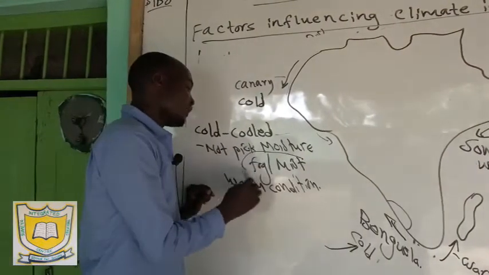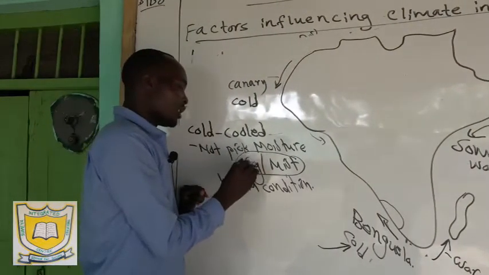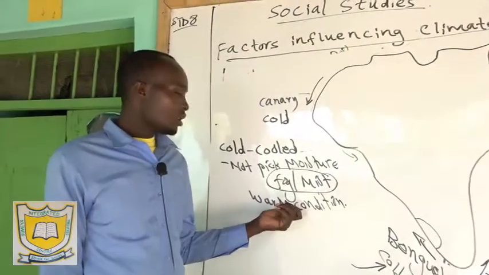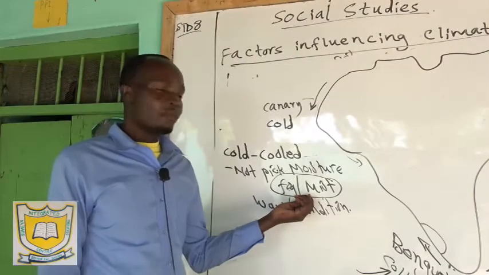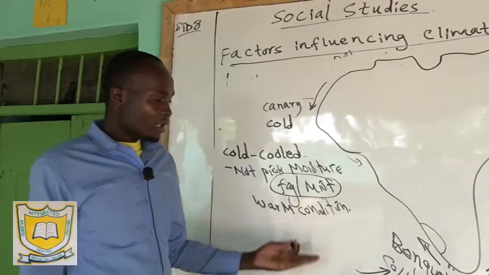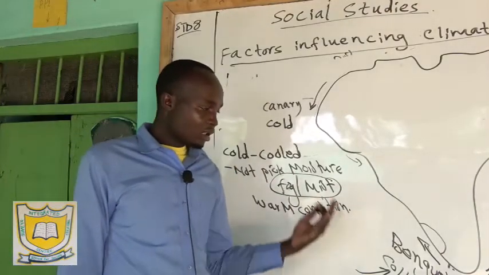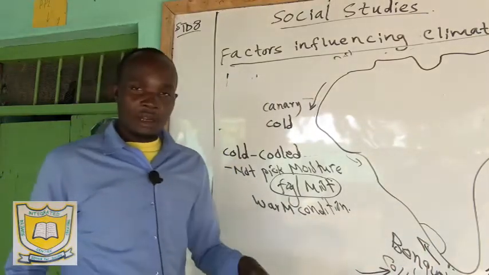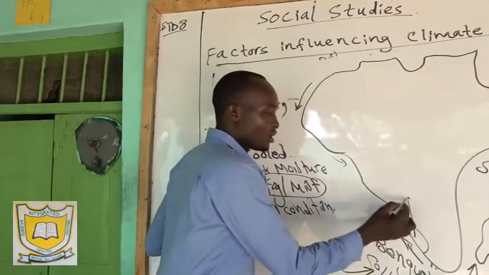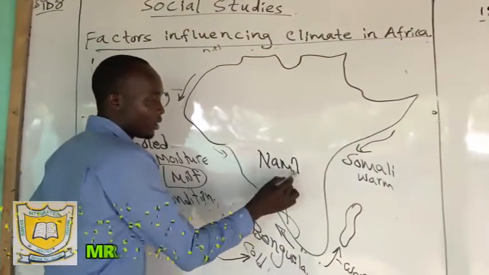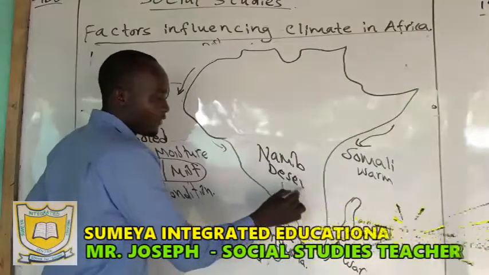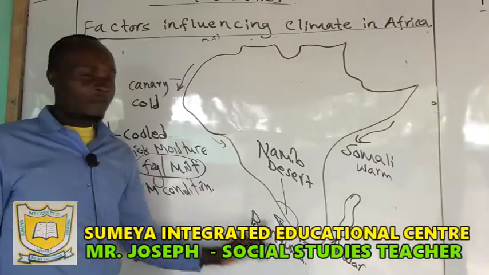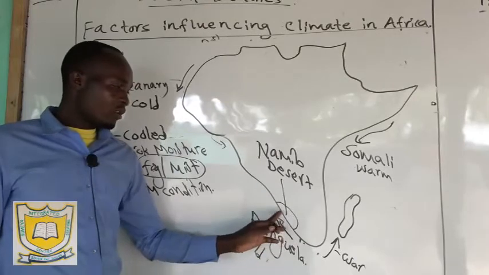Fog, if you have ever woken up in the morning and seen white smoke, that's what you call fog. When you go to Nairobi or highland areas, you can see that. So the wind blowing across the Benguela Ocean current is cooled and does not pick up any moisture. When it reaches the adjacent land, it causes dry conditions. A very good example of this is the Namib Desert. The main factor that has contributed to the formation of the Namib Desert is this ocean current here. So that's the effect of the Benguela Ocean current on the adjacent land.